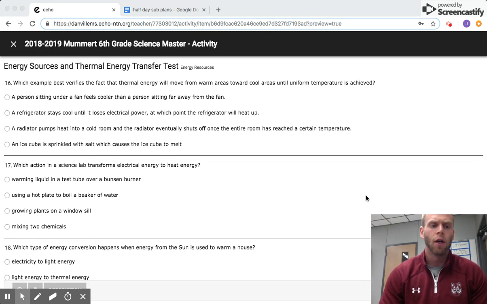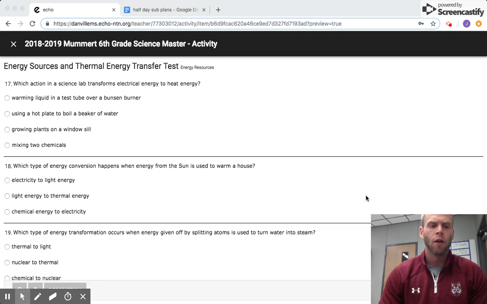Question 16. Which example best verifies the fact that thermal energy will move from warm areas toward cool areas until uniform or same temperature is achieved? A person sitting under a fan feels cooler than a person sitting far away from the fan. A refrigerator stays cool until it loses electrical power, at which point the refrigerator will heat up. A radiator pumps heat into a cold room, and the radiator eventually shuts off once the entire room has reached a certain temperature. Or an ice cube is sprinkled with salt, which causes the ice cube to melt.